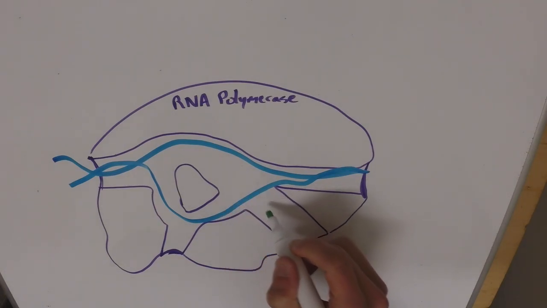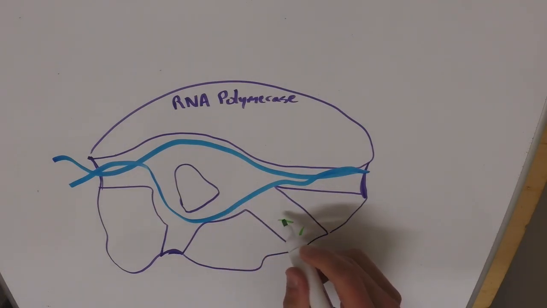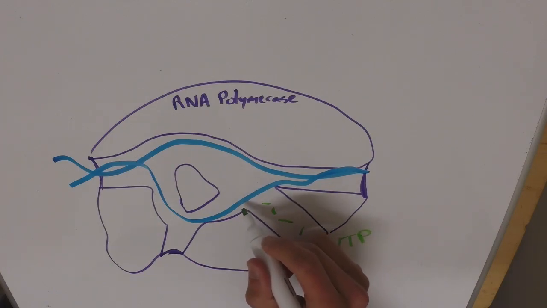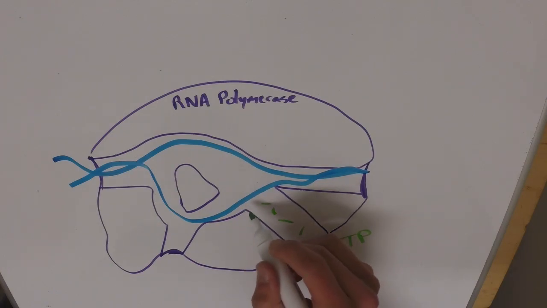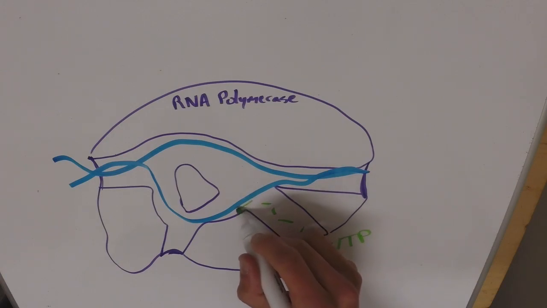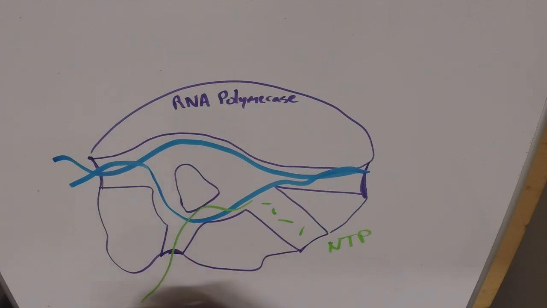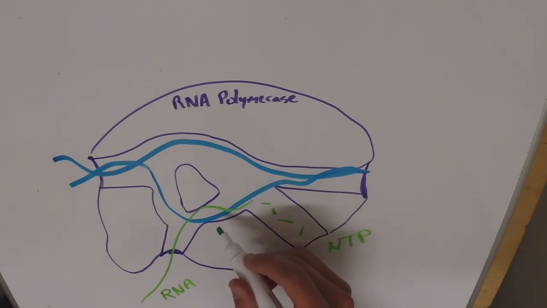So over here we have our nucleotide triphosphates coming in, NTPs, entering the RNA polymerase, and forming right along here, kind of like this, let's say. And this is our RNA that's leaving the RNA polymerase. So it's forming right around here.